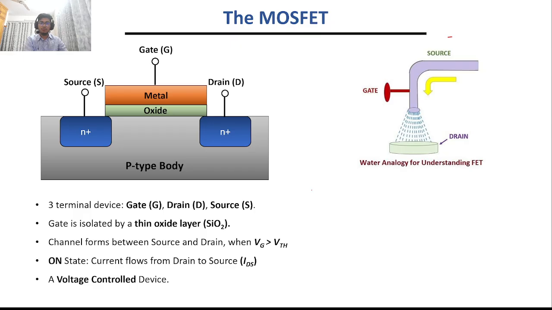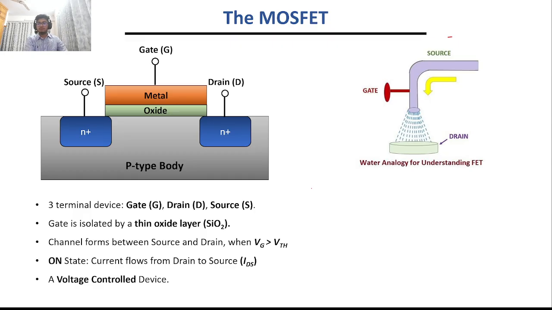Now, to understand the MOSFET, let's think of a water tap. What happens when you open the tap? Water starts flowing, right? This is exactly what happens in a MOSFET. We have the source, which is the water tank. We have the drain, which is the sink, and the gate is like the handle controlling the tap.